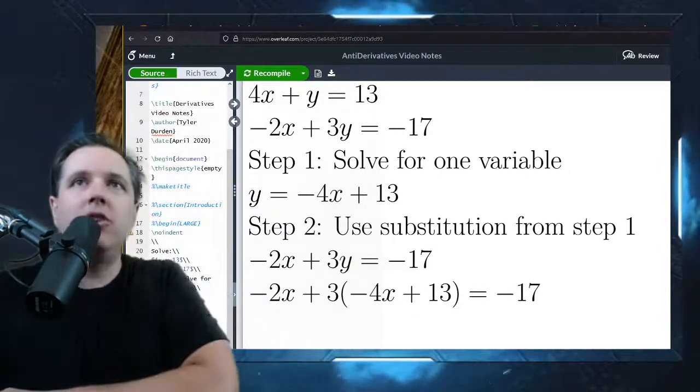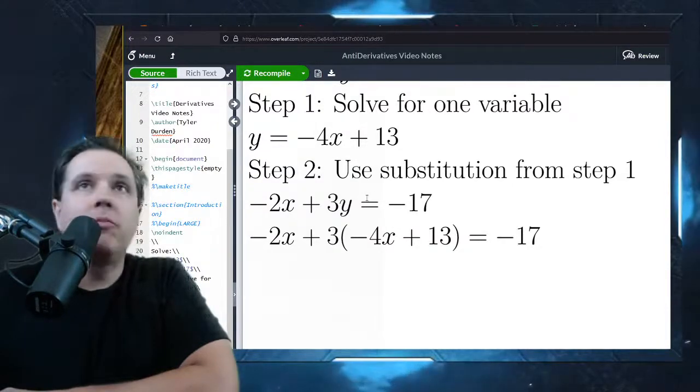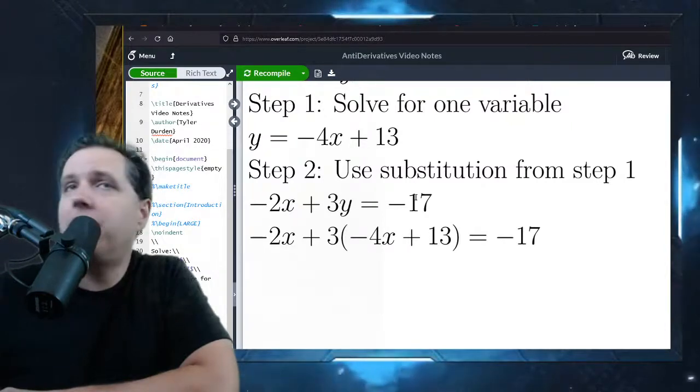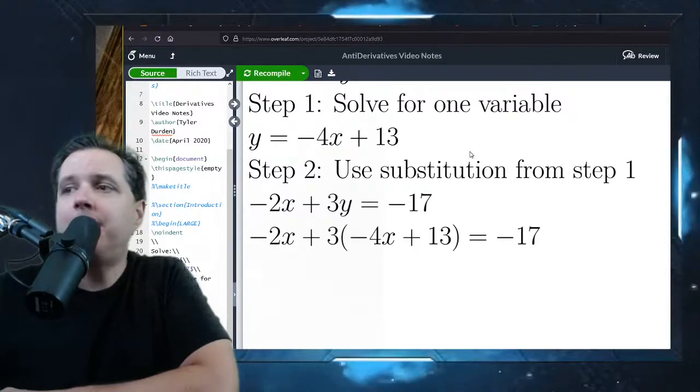Okay, so do you see that? It looks way more complicated, and maybe it is. We could argue that it is. But all I really did was I took this original equation that we had, and instead of writing y, I wrote what we said y is equal to, which is negative 4x plus 13.